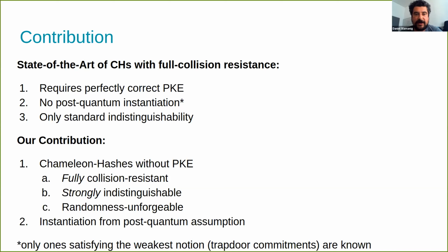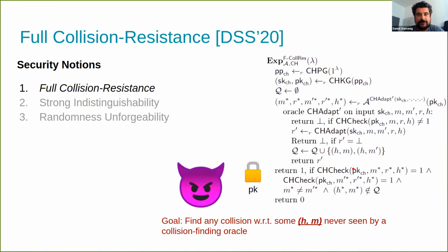And what we do in this paper is show that we can modify this compiler in a way that we can construct fully collision-resistant chameleon hashes without relying on public key encryption. We also achieve some other properties that I'm not going to talk about here in this short presentation. And we can then instantiate it from post-quantum assumptions.